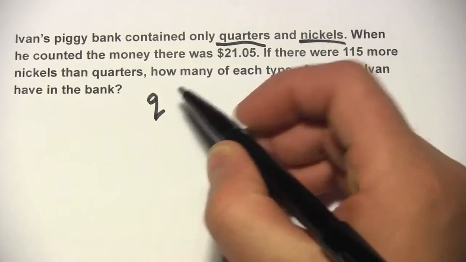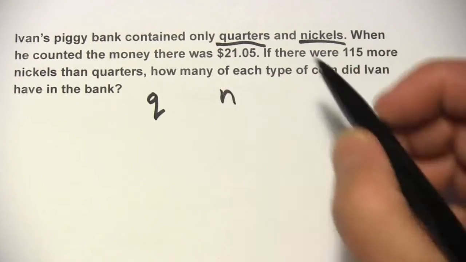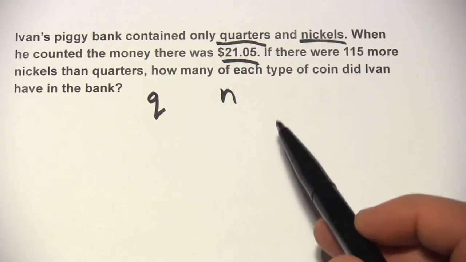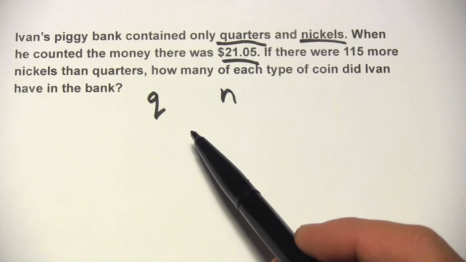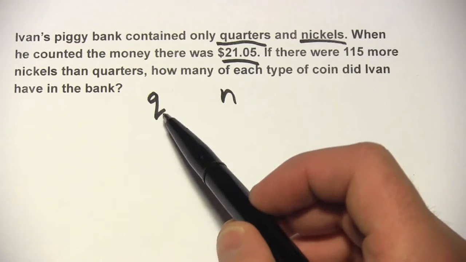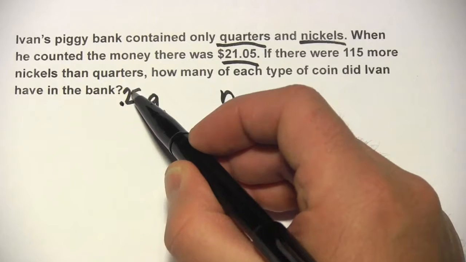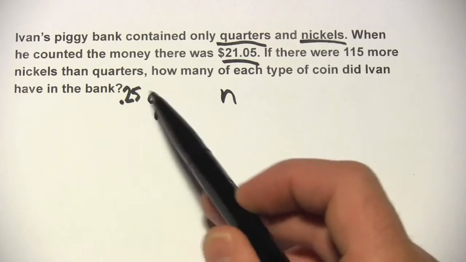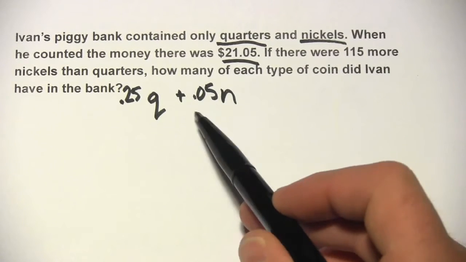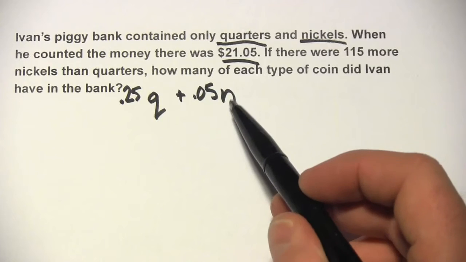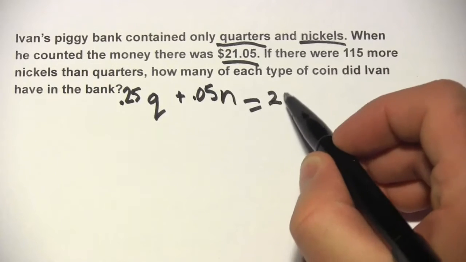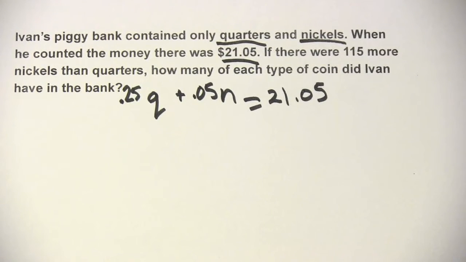I'm going to say Q is the number of quarters and N is the number of nickels. And then this fact that we know exactly how much money there is, that's really handy because we can write one of these equations right away. If Q is the number of quarters, if you want to find the value of that, how much money it's worth, you just multiply that by the value of a quarter. So 0.25 times Q is your money in quarters, and in a similar way, 0.05, because a nickel's worth 5 cents, times the number of nickels is going to give you the value of your nickels. And all of that added together is 21.05. So we're halfway there.